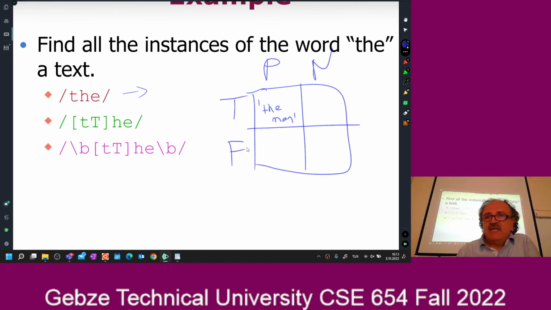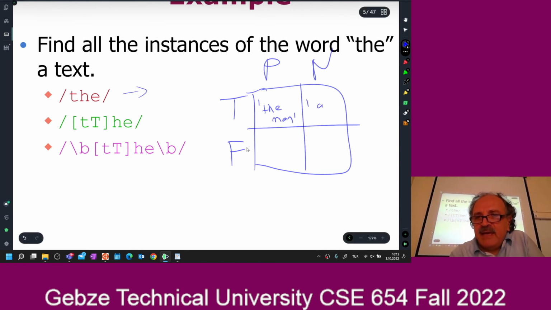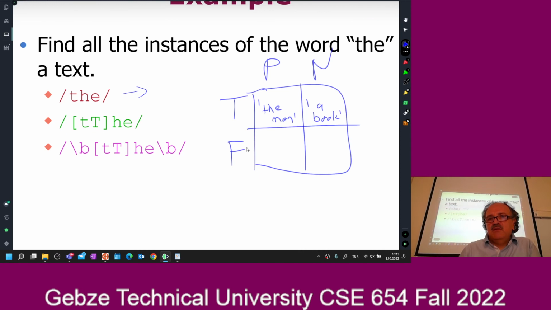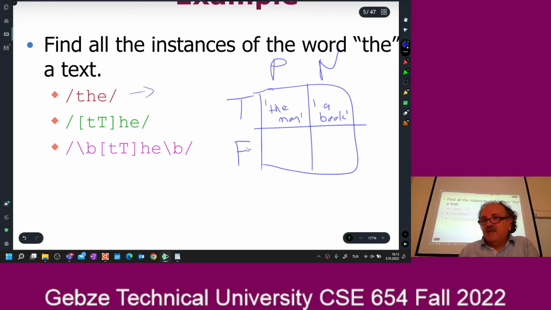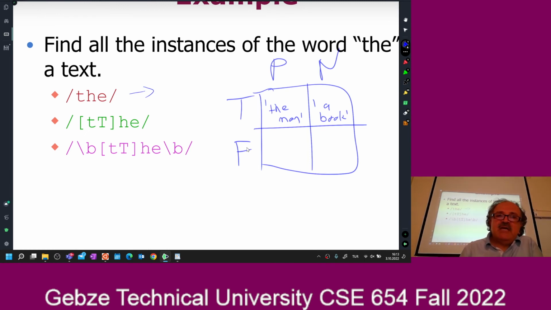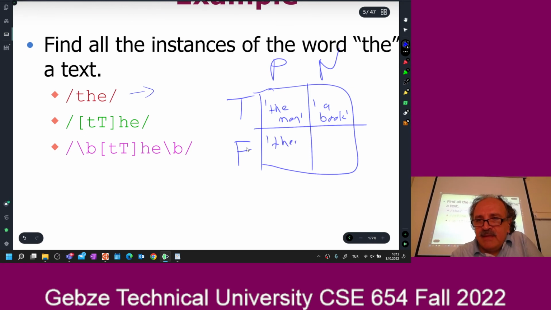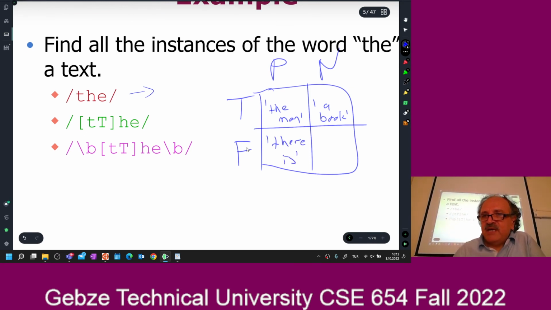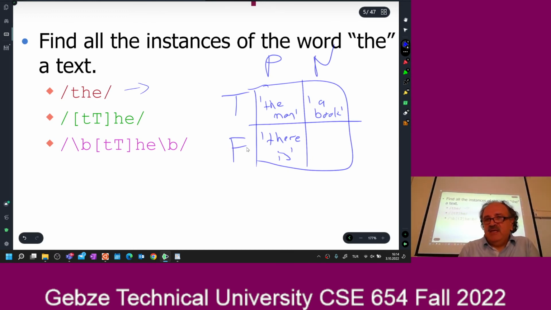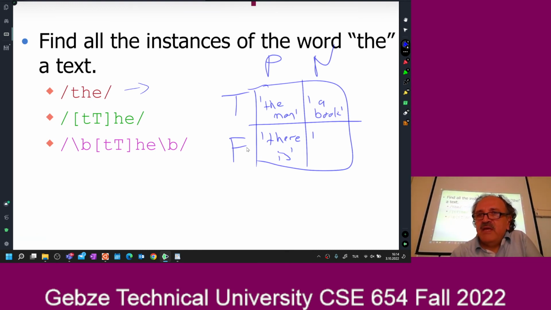Okay, so let's look at the true negative. "A book." Inside the string "a book", this is not going to find this occurrence of "the", so it's going to be true negative. Let's look at one false positive. "There is." In "there is", it's going to find a "the", but actually there is no "the" in there, right? And give me an example for false negative. "A book" actually false negative. "A book" is true negative.